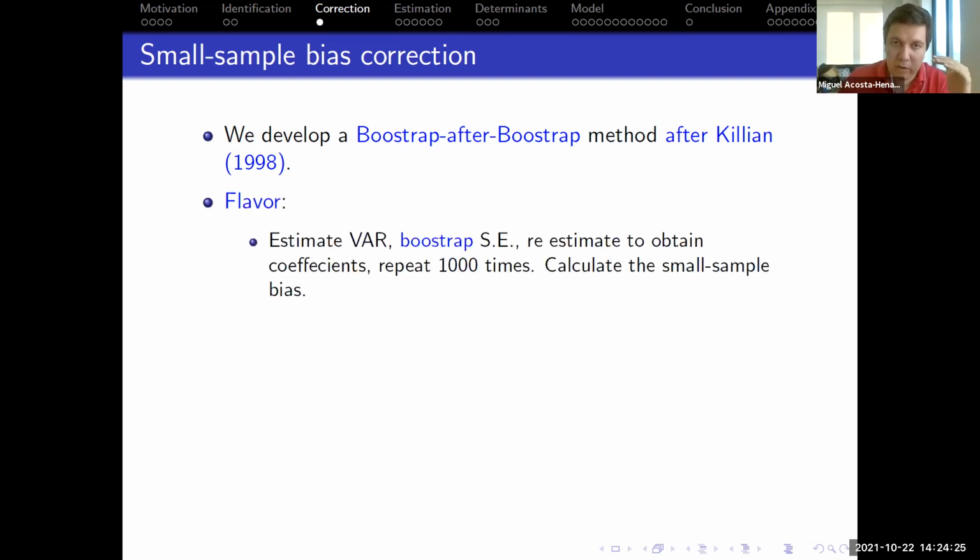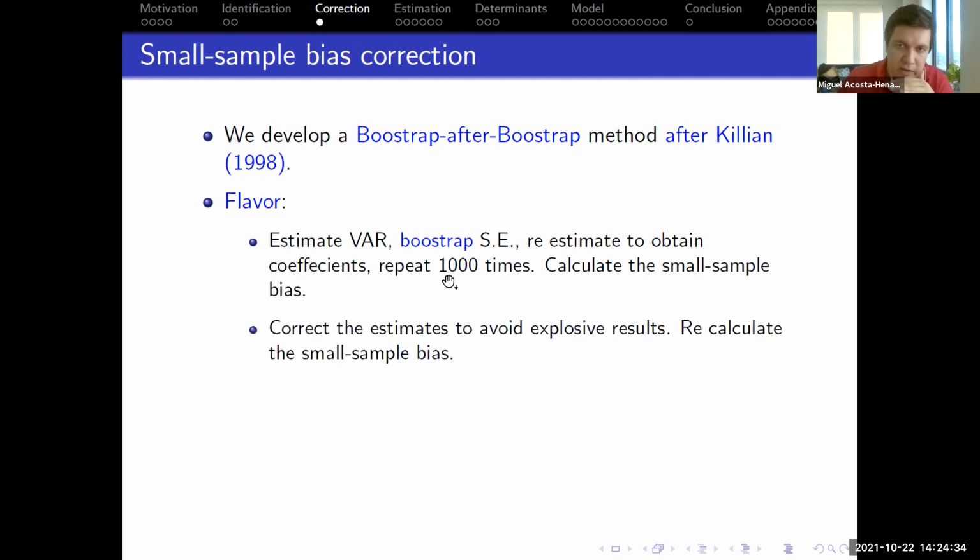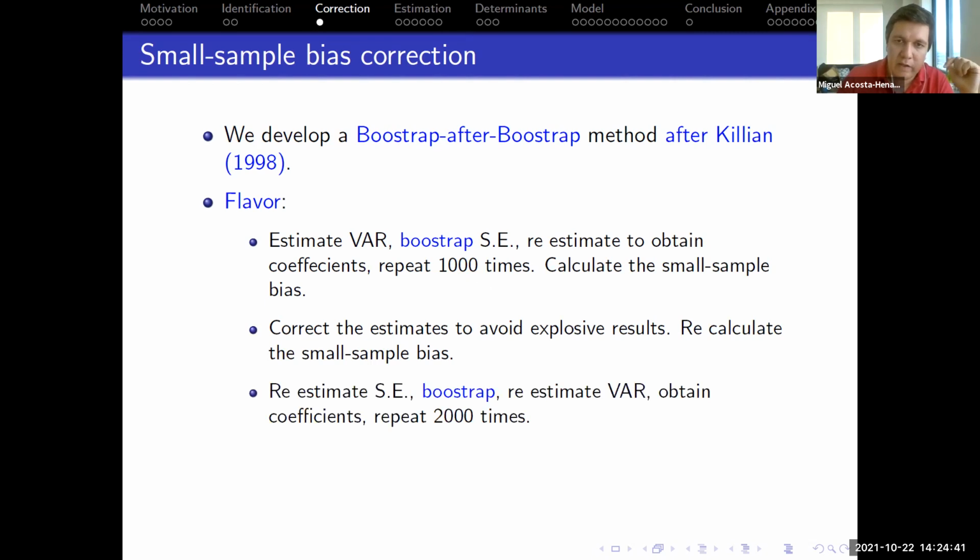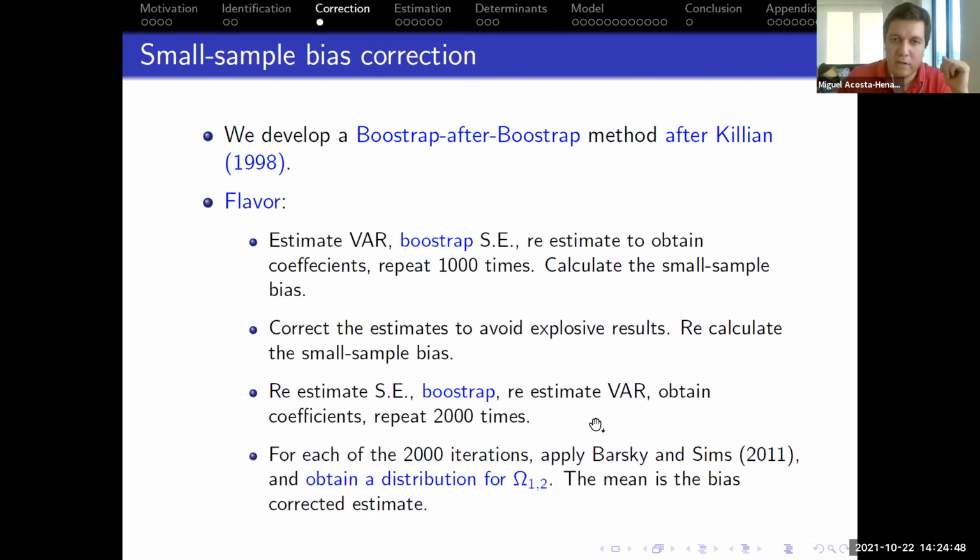And the flavor of what we do here is that you estimate the VAR, bootstrap the standard errors and re-estimate the VAR 1,000 times, and calculate the typical small sample bias. Then you apply a special correction to avoid explosive coefficients, and then you do it again, basically. Re-estimate the VAR, bootstrap standard errors, re-estimate the VAR 2,000 times, and then for each of the 2,000 iterations, apply Barsky and Sims, and we get a distribution for the share of variance of output and other variables, consumption and so on, explained by news shocks.